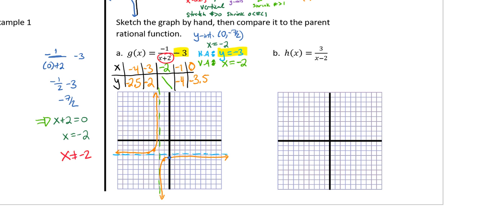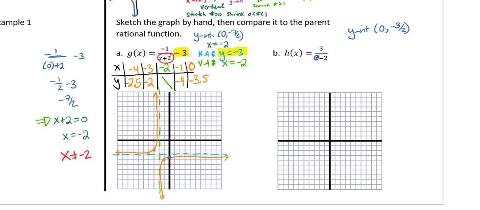So why don't you try to do letter B on your own? As a quick note, note that there's not a -3 or something back here, so our horizontal asymptote won't use that. So go ahead and try it on your own, see what you get. Push pause, and then when you're done, push play, and let's see if you're right.